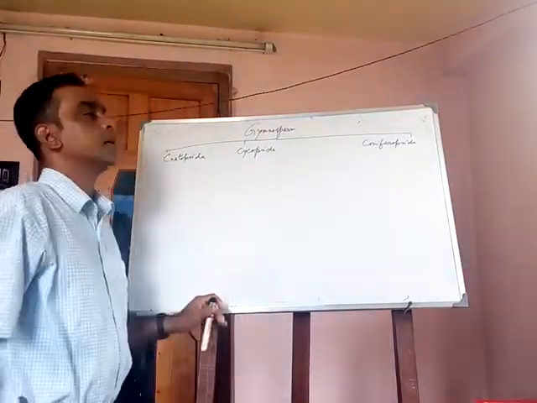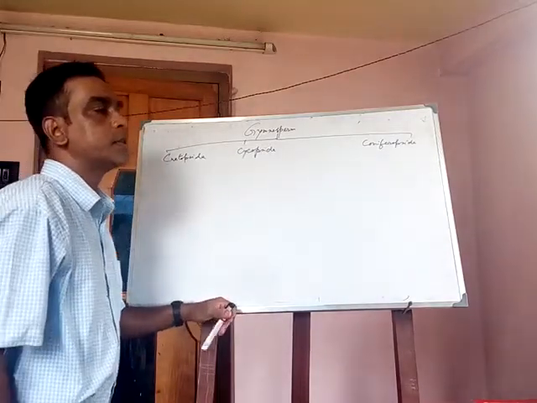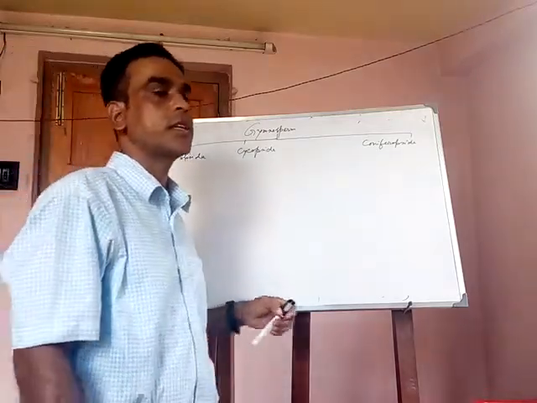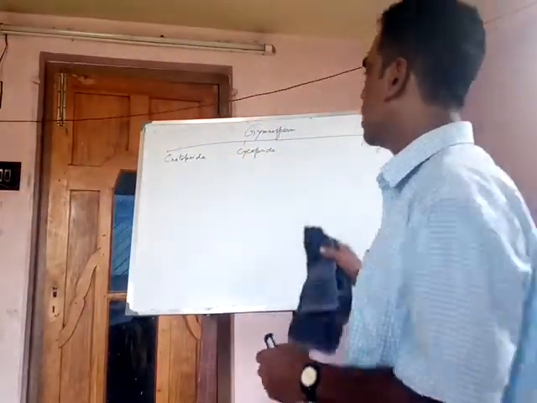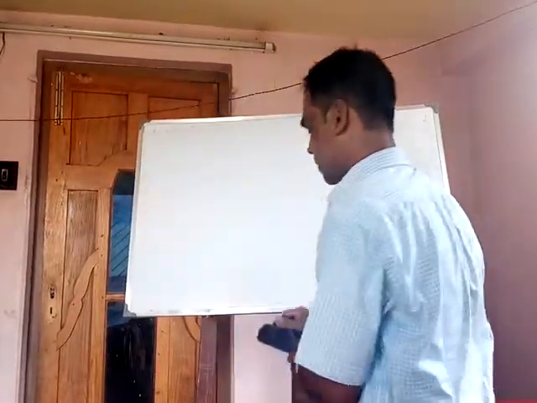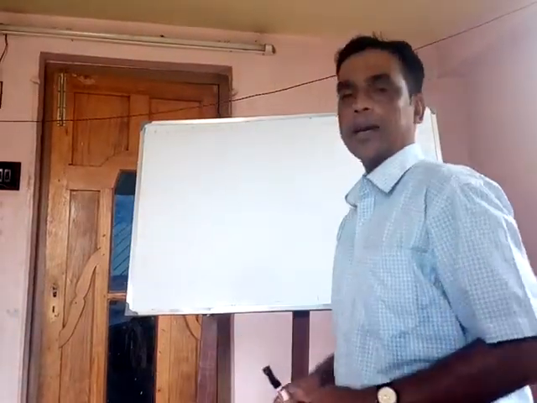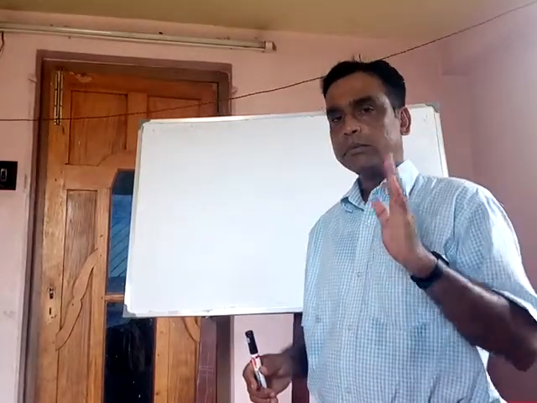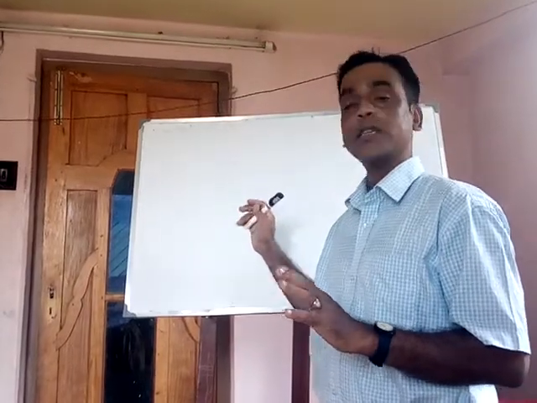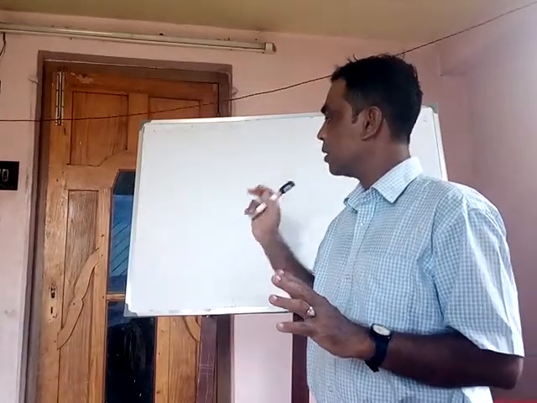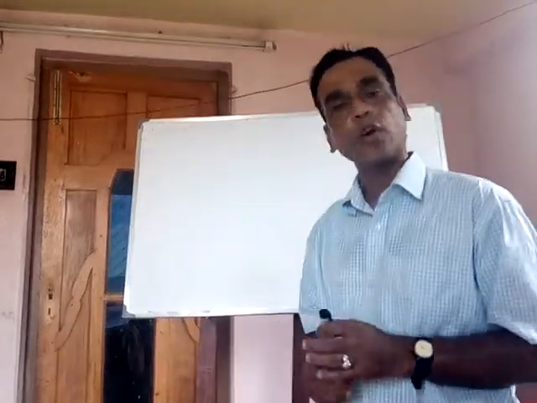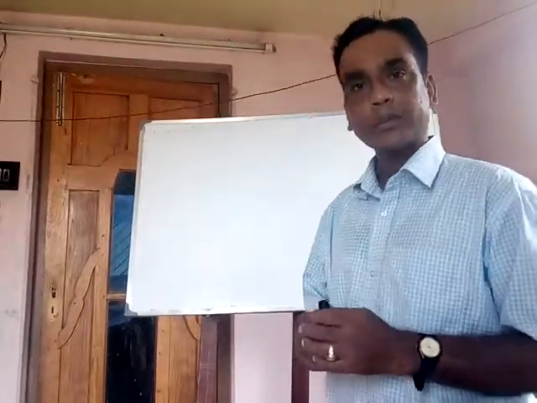Here the seeds are produced, but any type of fruit is not produced in this group of organisms. Now here I represent the generations of the species of Gymnosperm, that is Pinus. Pinus and Cycas are examples of this type of plant body.